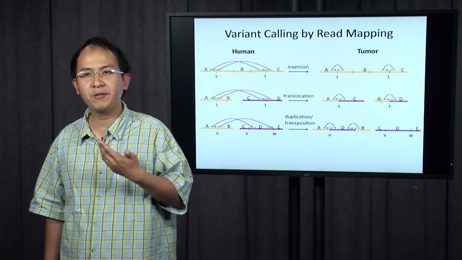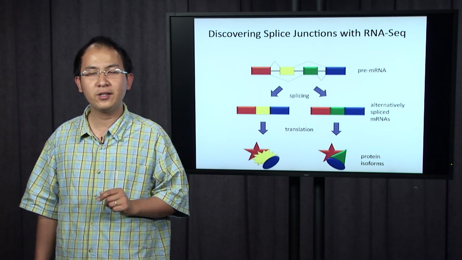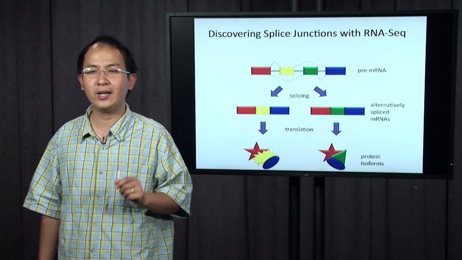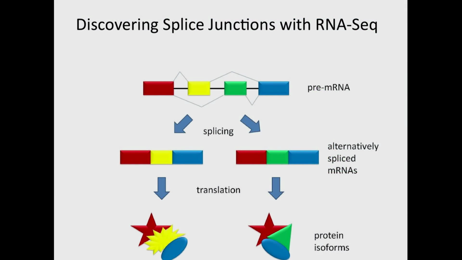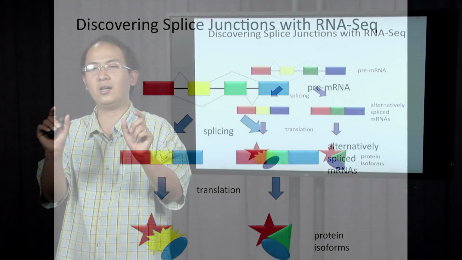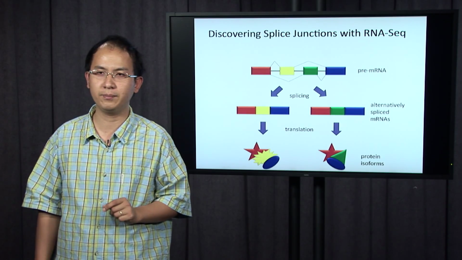But if we escape from the genome level, let's move to the RNA level. It turns out that read mapping can also be used in discovering splice junctions using RNA-seq. Here, intuitively, you can see that you have a read. Instead of mapping the read to one particular location of the genome, the read can be decomposed into multiple parts, and each part mapped to different regions of the genome.